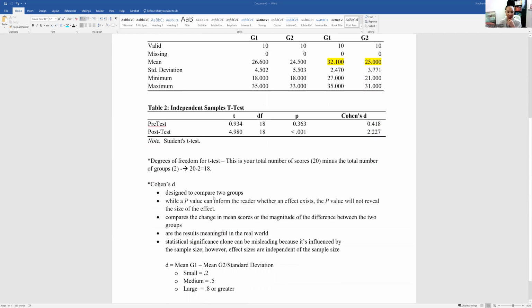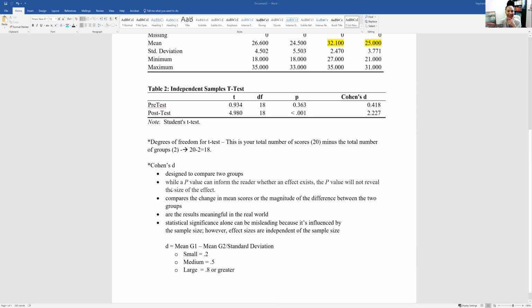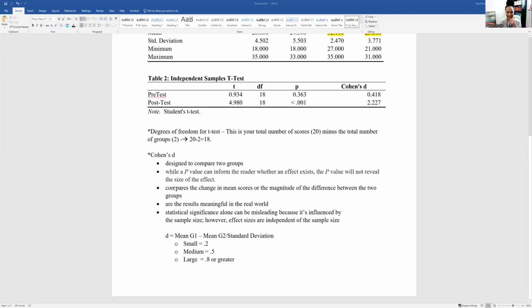So let's talk a little bit more about Cohen's d for our effect size. We use Cohen's d when we're comparing two groups, which means that Cohen's d is used when we're running t-tests, whether that's an independent samples t-test or a dependent samples t-test. And it really comes in handy because it helps to further explain, clarify, and contextualize our results.